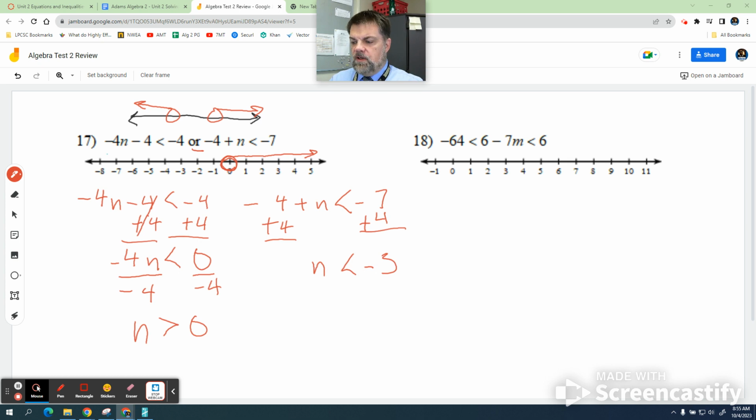All right, open or closed circle at negative 3? Open. Why? Not equal to. There's no equals sign, right? Anything less than negative 3 is to the left. Boom. That's it. All right.